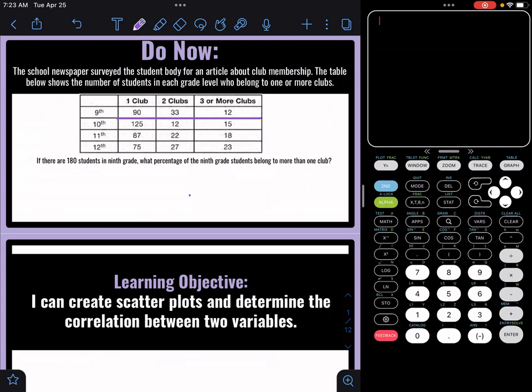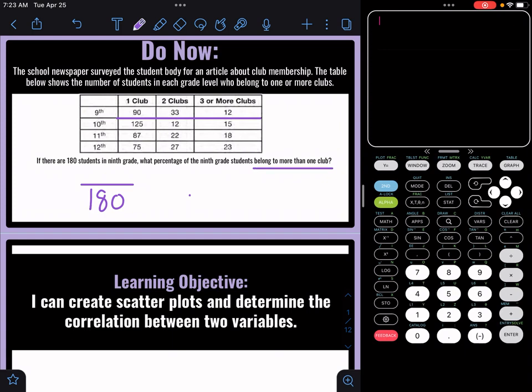The school newspaper surveyed the student body for an article about club membership. The table below shows the number of students in each grade level who belong to one or more clubs. If there are 180 students in 9th grade, what percentage of 9th grade students belong to more than one club? So we know that the total number of 9th grade students is 180, and now they want those that belong to more than one club.